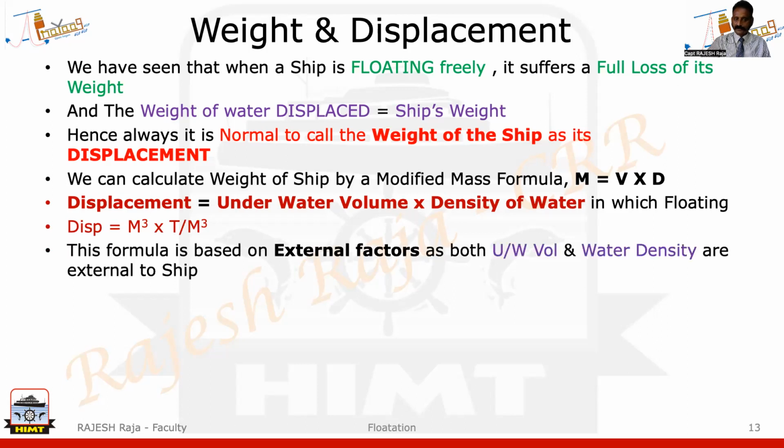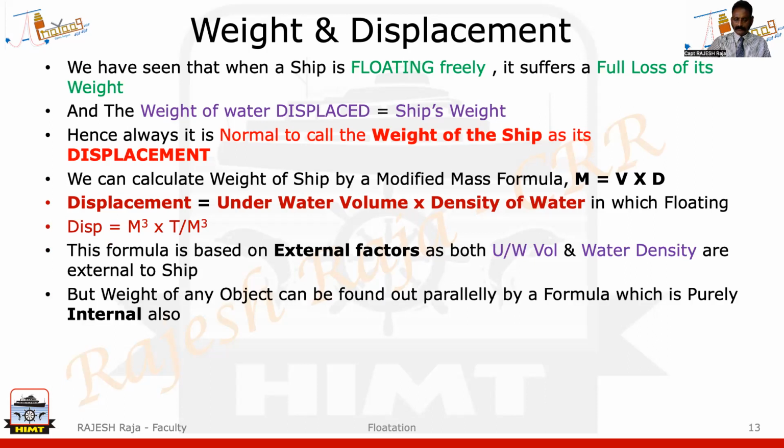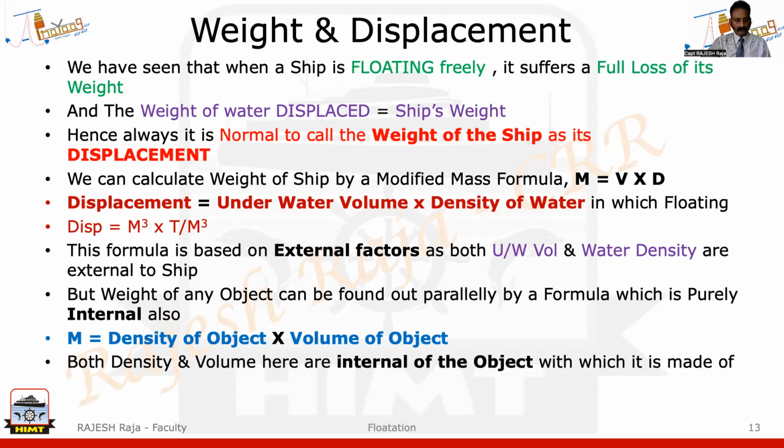But you should realize that this equation involves only external factors, nothing of internal factors of your ship. Both the underwater volume, which I mentioned in the displacement equation, and the water density are external to the ship. It is not internal. But you need to realize that for any other object, I can parallelly use the same formula, mass is equal to volume into density, with internal factors. So what do you mean by internal factors? Internal factors means the density of the object itself and the volume of the object itself. And you will see these two have to be the same.